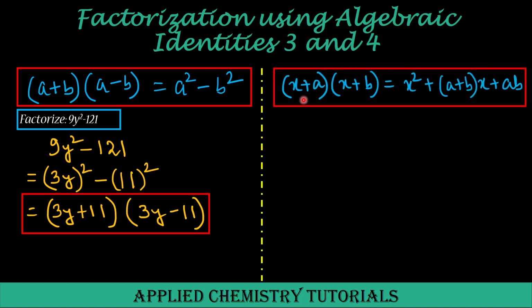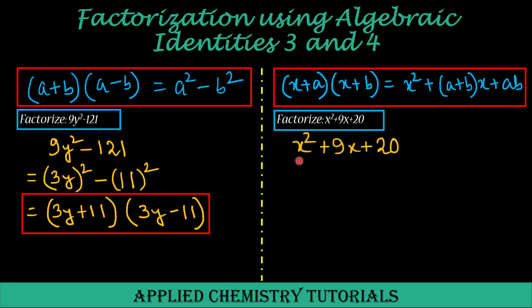Now from identity 4 we have (x plus a) multiplied by (x plus b) equals x square plus (a plus b) multiplied by x plus ab. Now let us take an example to understand how to utilize this identity to factorize an algebraic expression. Let us factorize x square plus 9x plus 20. One thing to notice here, this method is similar to factorization by splitting the middle term.